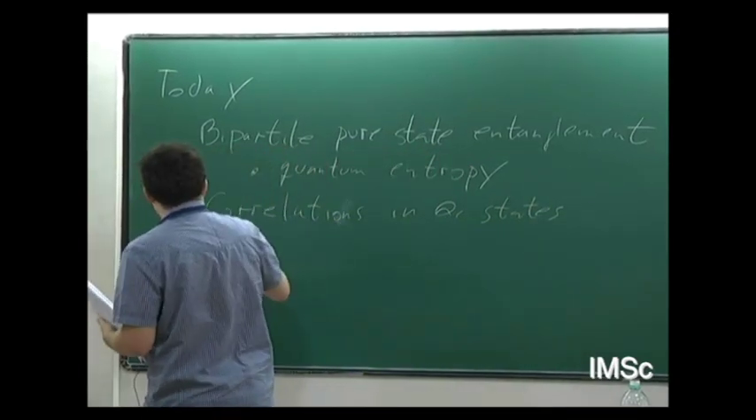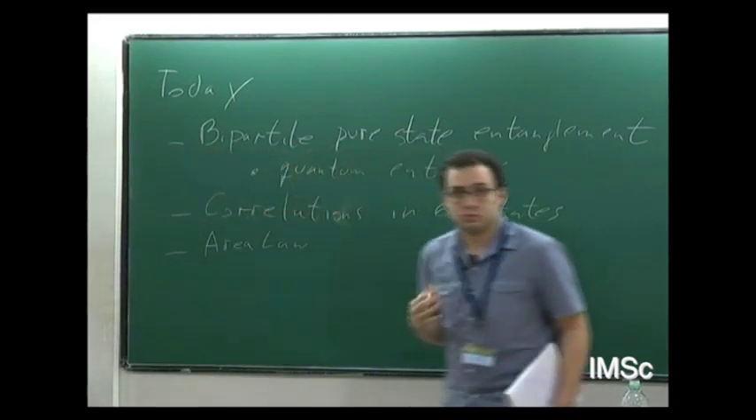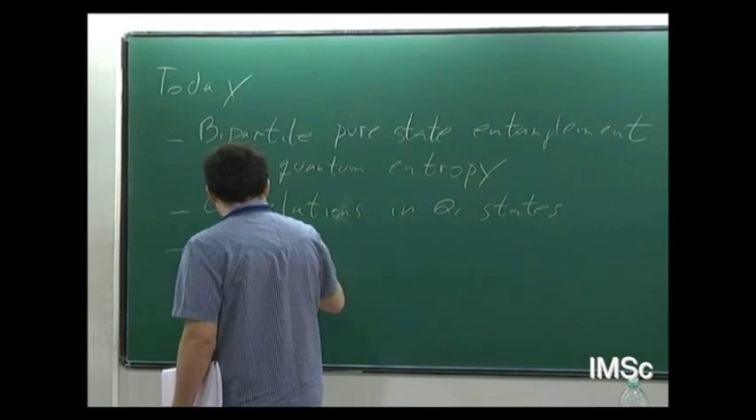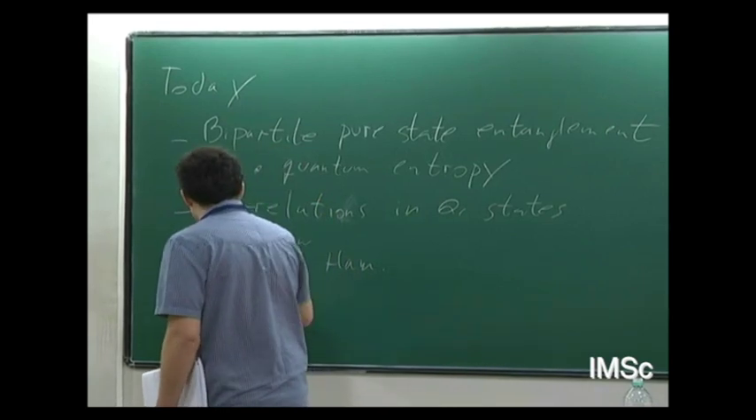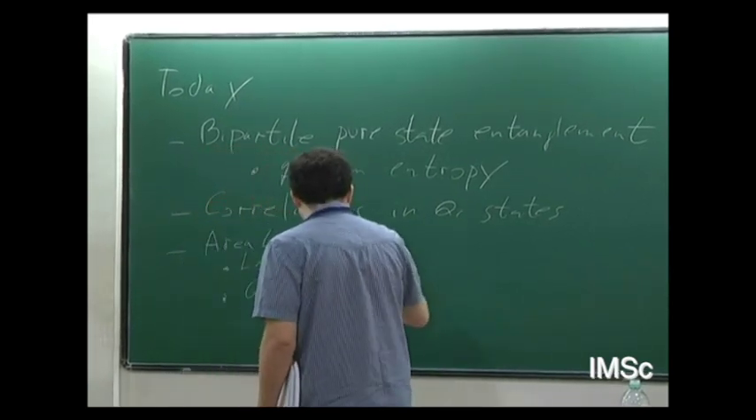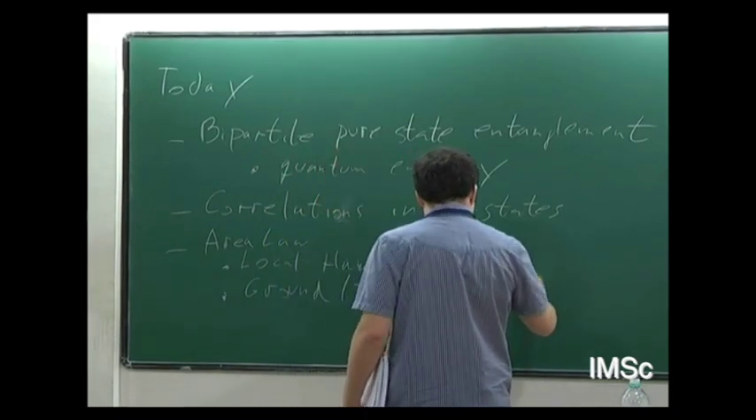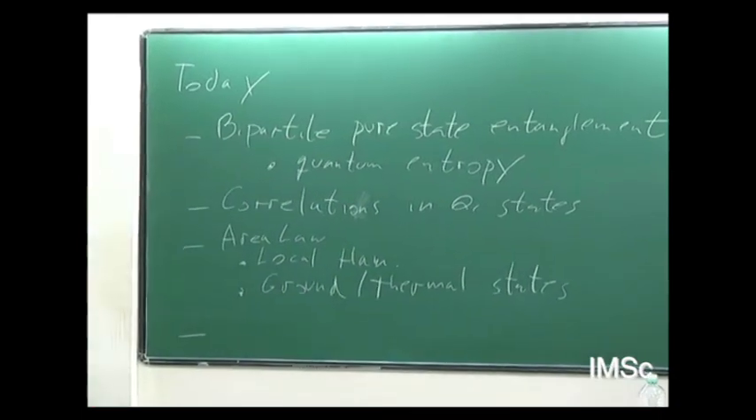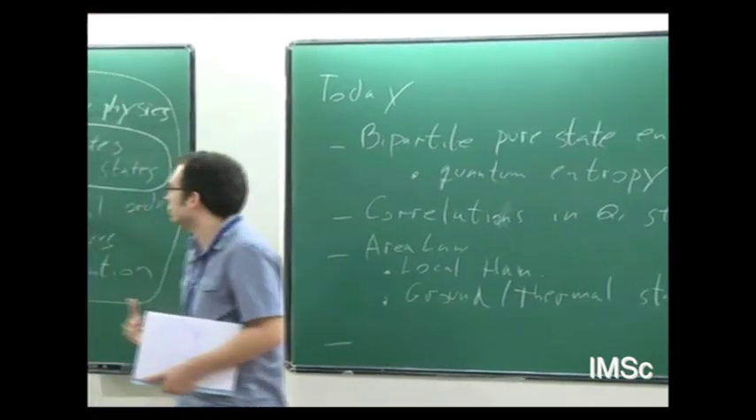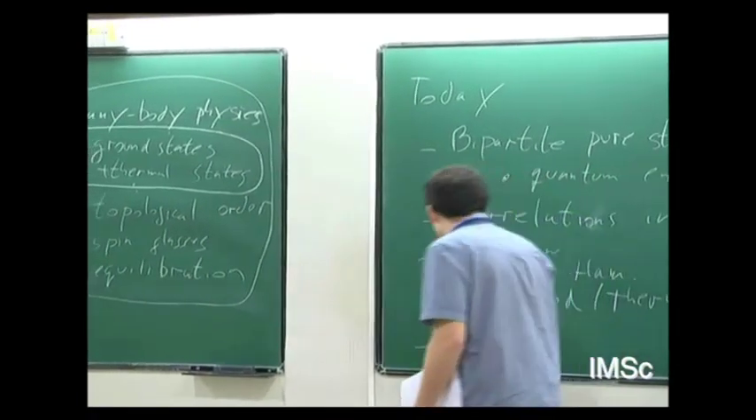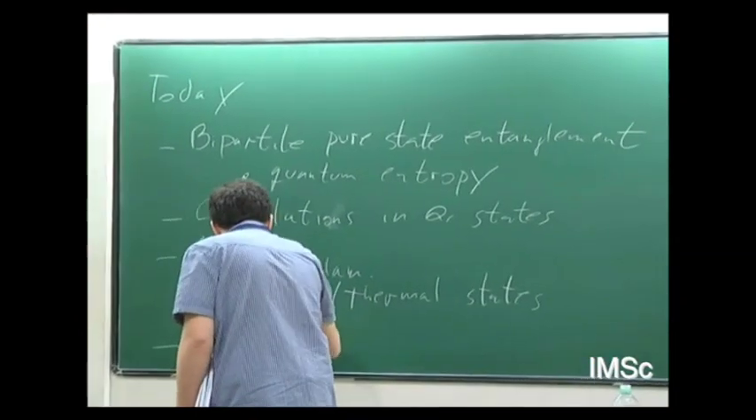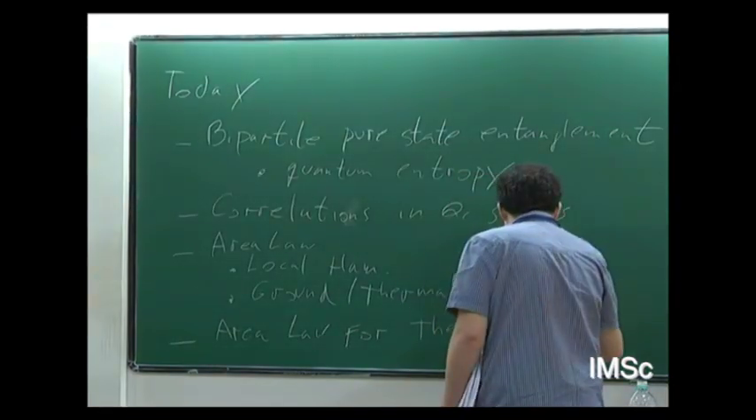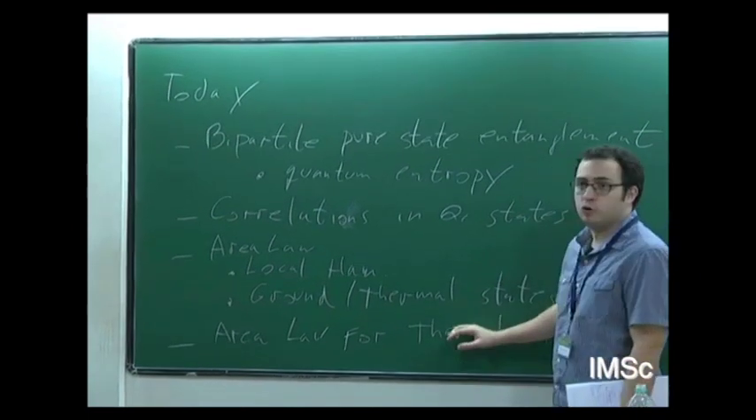And then I want to introduce you to this concept of area law. Show you, argue why it's an interesting concept, and in doing so, we learn, or remind you, what a local Hamiltonian is, and what these ground and thermal states are, and why we care about them. And hopefully, if I have time, I want to show you the first application of using basic properties of entropy and relative entropy to learn something about area laws. I want to show you a proof of area law for any thermal state. And you see it's a very nice, very beautiful proof. So hopefully we'll cover the case of thermal states today.